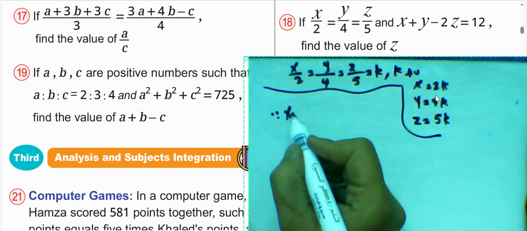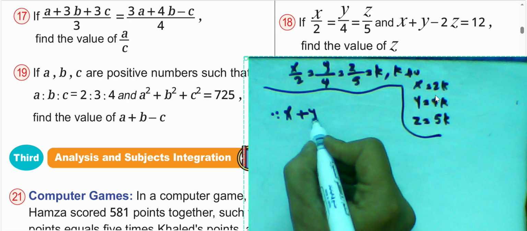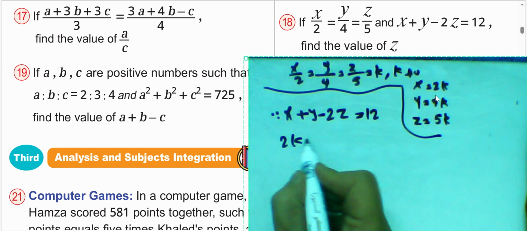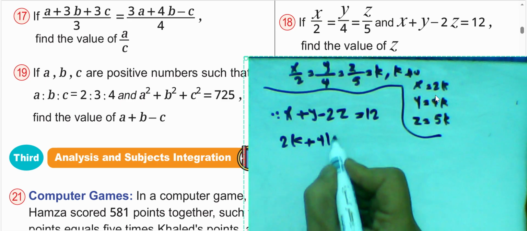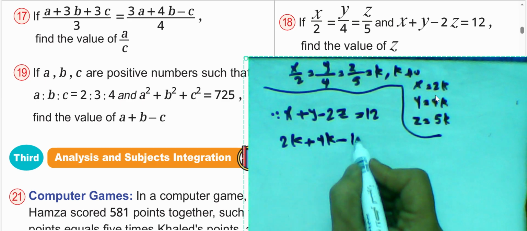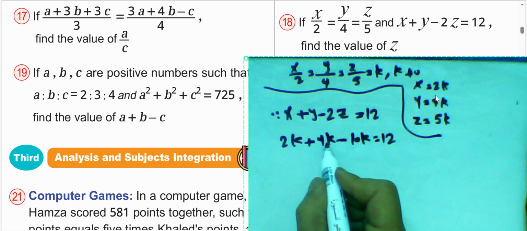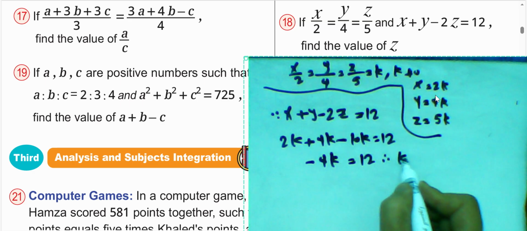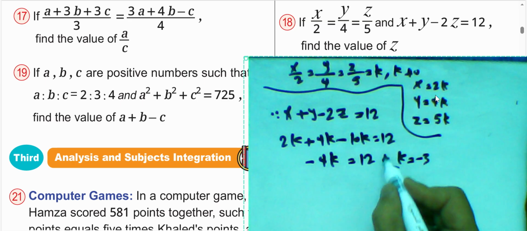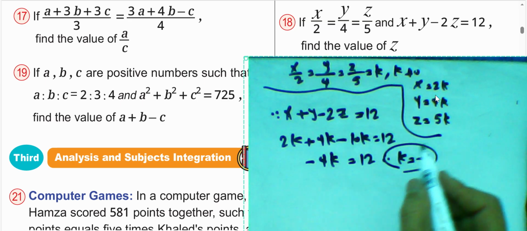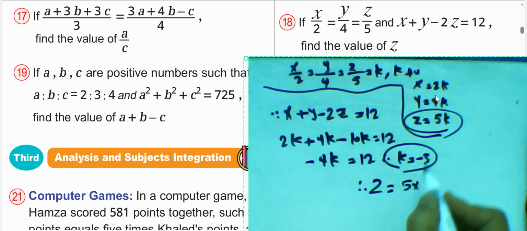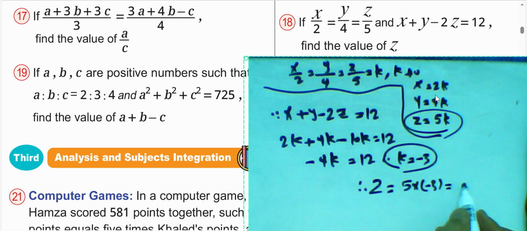such that x plus y minus 2z equals 12. Put the value of x equal 2k, value of y equal 4k, 2 times z, 2 times 5k equals 10k. 2 plus 4 is 6, 6 minus 10 is negative 4, negative 4k equals 12. And the value of k equals 12 divided by negative 4, which is negative 3. Then we want to find z. Then the value of z equals 5 product by the value of k, equals 5 times negative 3, which is negative 15. Then the answer here is negative 15.